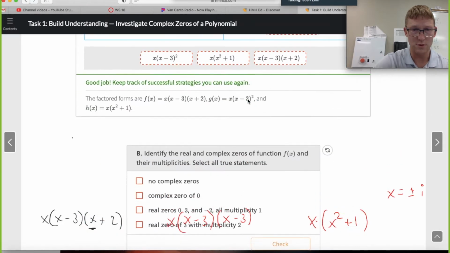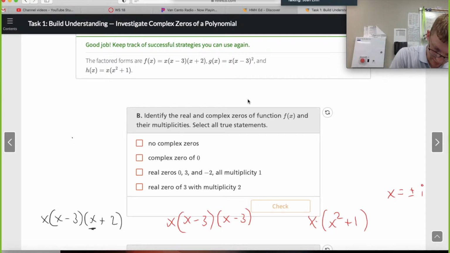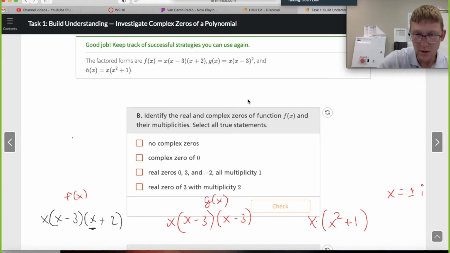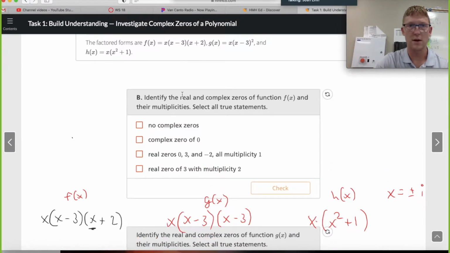So that was our first one. I guess we should go through and label these. This is f of x. This is g of x. H of x. Identify the real and complex zeros of function f of x and their multiplicities. Select all true statements. There are 1, 2, 3 roots. Real zeros at 0, 3, and -2, all multiplicity of 1.